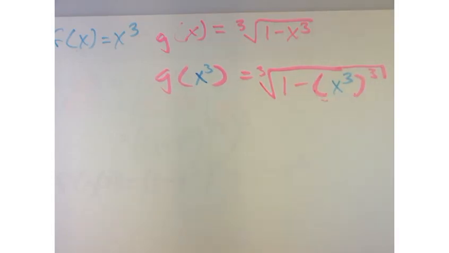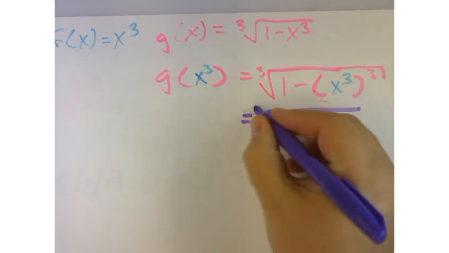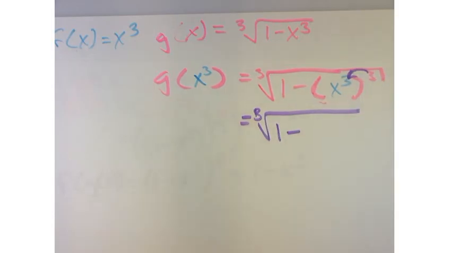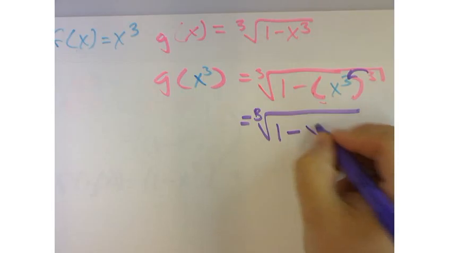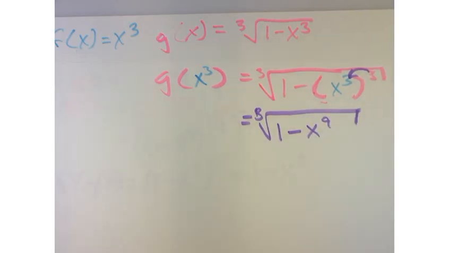So now if I go through and finish the rest of this, I've got the cube root of 1 minus, what do I do with those two numbers? Add them or multiply? x to the 9th. Okay? I don't think I can take that any further actually. Let me just double check. Sometimes you can factor things out. Nope.